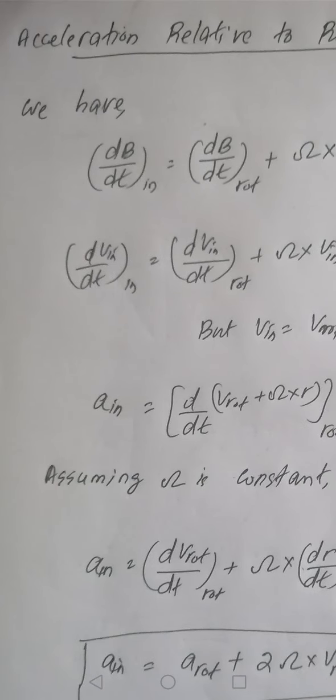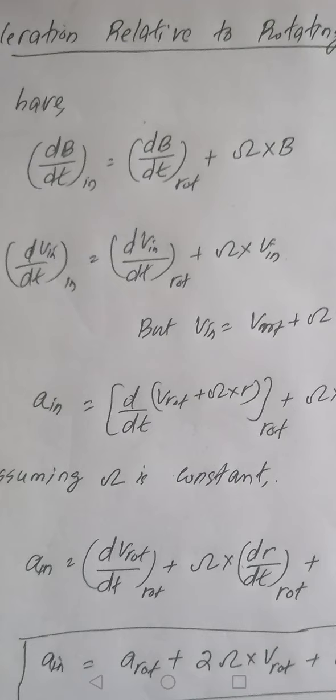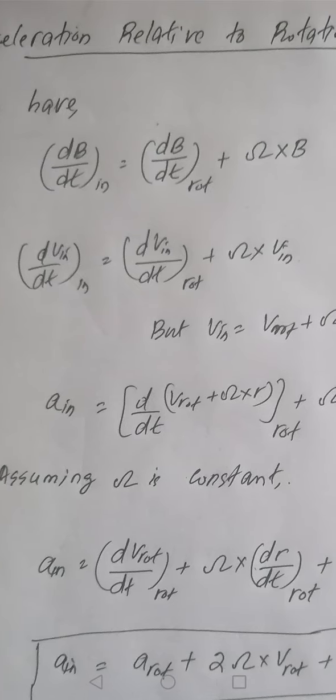Alright, let us calculate acceleration. We have this general formula: d by dt of b inertial is equal to d by dt of b rotational plus omega cross b. I just want to replace the b by the vector v in.